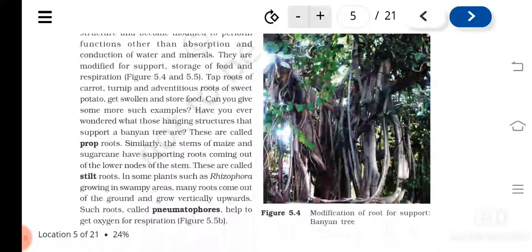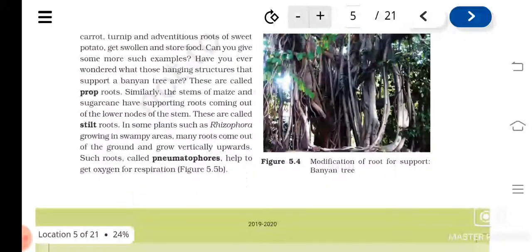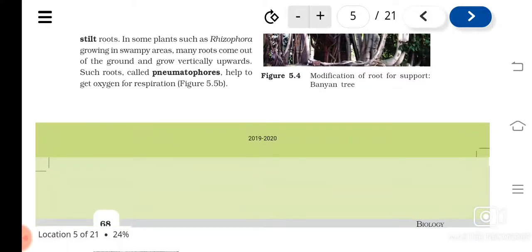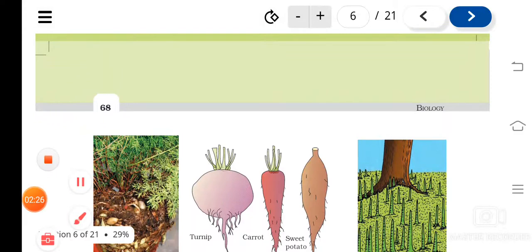Okay, then we have seen root modification. In addition to the normal function of roots of absorbing water and minerals, if the roots are doing some other functions, then we call it as what? Root modifications. And I told you prop roots, the roots which are helpful in giving support, isn't it? In banyan tree you can see them. Stilt roots are seen in sugar cane and all, which also give support. Pneumatophores are special kind of roots which grow against the gravity and which help in respiration.